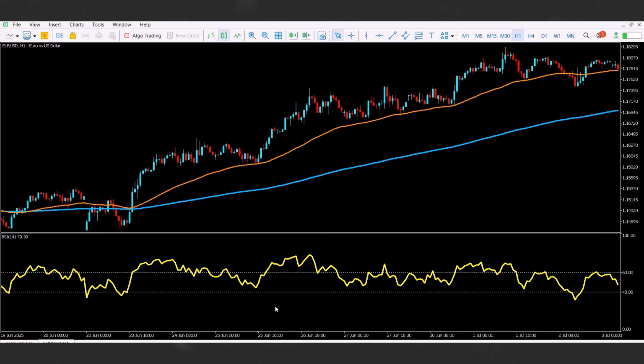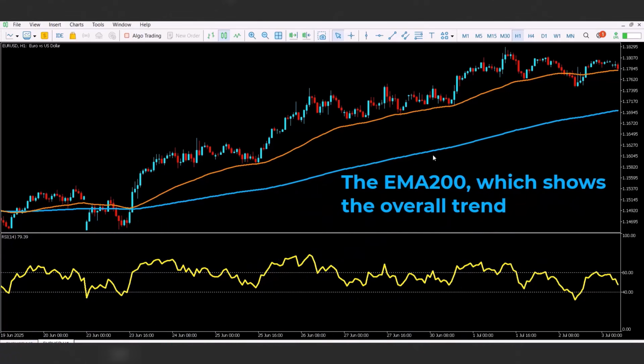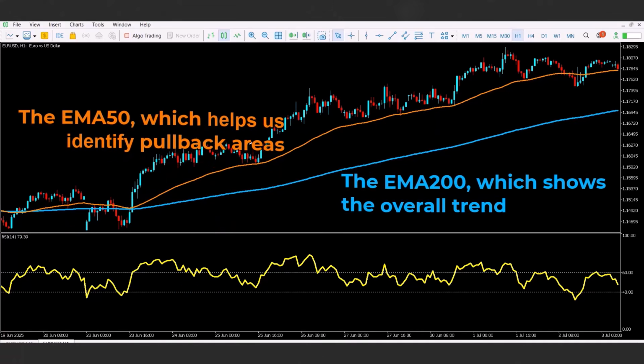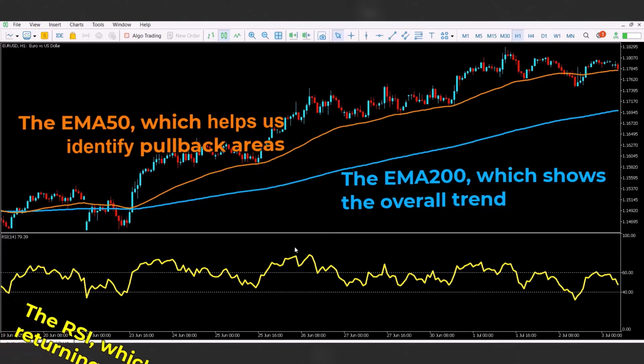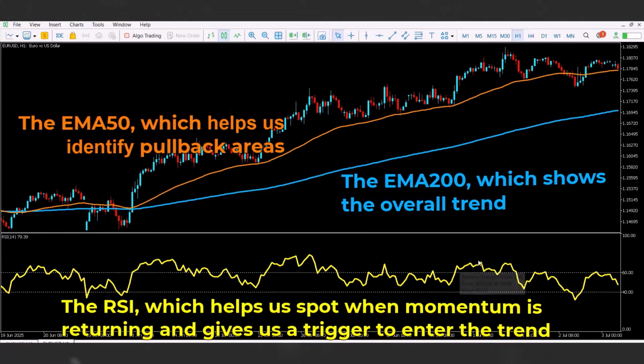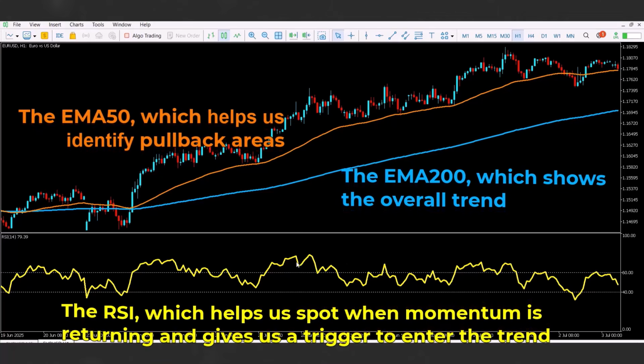Now our chart is ready, and it has three simple tools. The EMA 200, which shows the overall trend, the EMA 50, which helps us identify pullback areas, and the RSI, which helps us spot when momentum is returning and gives us a trigger to enter the trend.